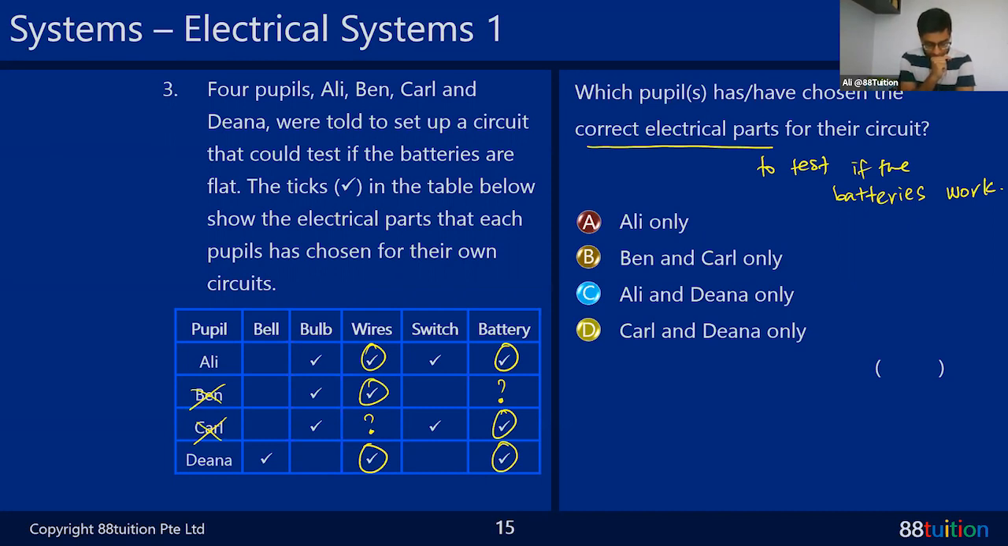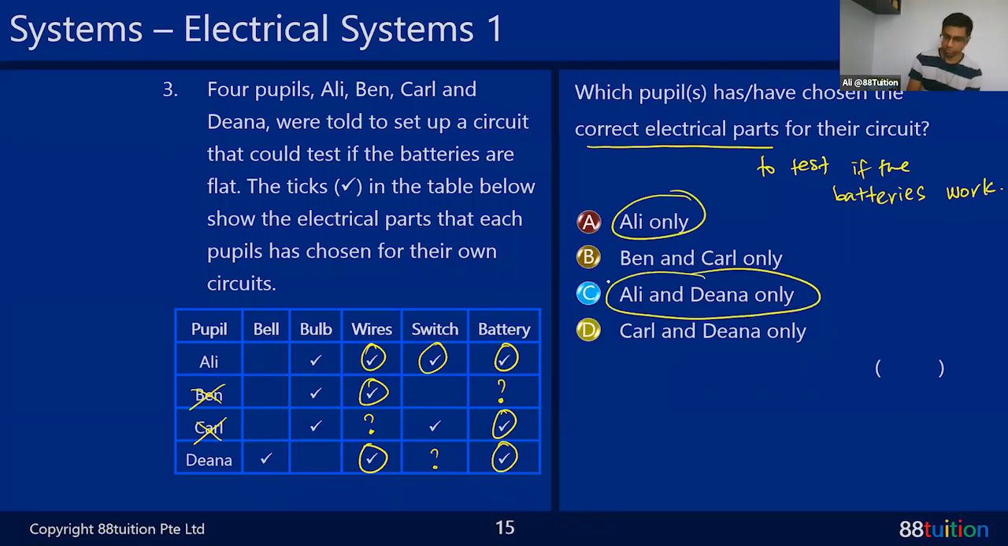And what does Ali have? Ali has a switch. Very good. But Deana doesn't have a switch. Is a switch important? Can she test without a switch? That's the question. So now the answer is Ali only, or Ali and Deana only. How many of you say it is A? Figure it out. All you need to know is whether the switch is needed or not.